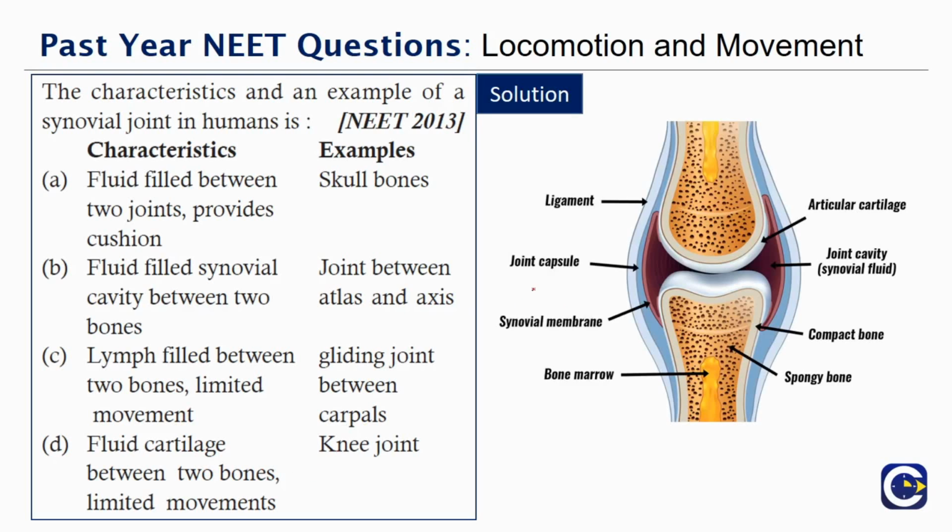So let's look at the solution. Here we have the example of a synovial joint. There are two bones here and there is fluid filled synovial cavity between the bones. That's what the synovial joint is, and an example is the knee joint. Fluid filled synovial cavity between the two bones is also present in atlas and axis. A very common example is the knee joint, so that's why I told you knee joint also. But here they have given fluid cartilage. Fluid cartilage is not present, but fluid filled synovial cavity is present. So moving on to the next question.